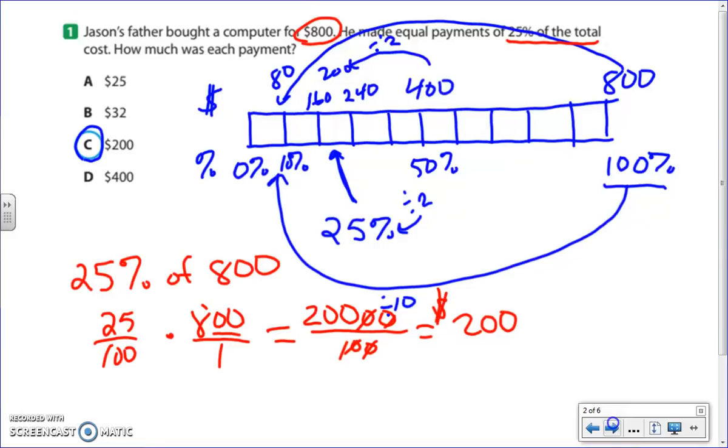$200, which is how much each payment would be made. Okay, so there's a lot of different ways you could do this problem. If I wanted to cross reduce, I could do it like this. For those of you out there that like to cross reduce, I could reduce there, and then I don't have big numbers later on to reduce. 25 times 8 is also 200. Okay, so that's the first one. Lots of ways you could solve this one using all the methods that we've talked about.